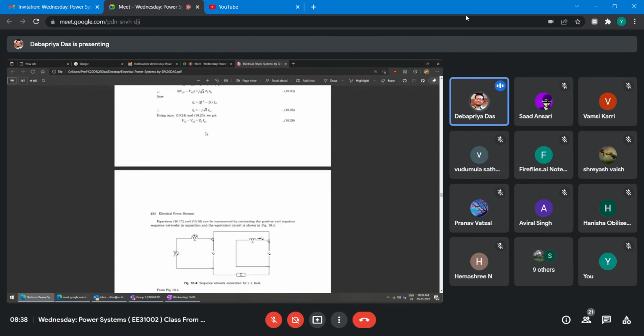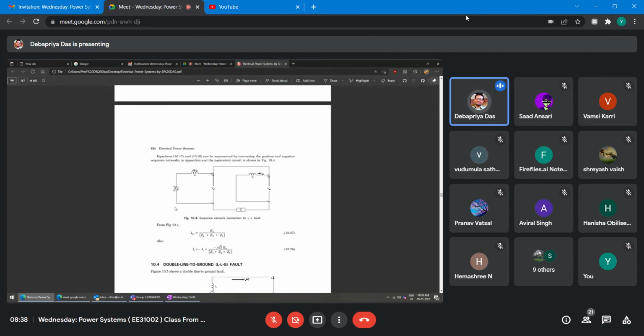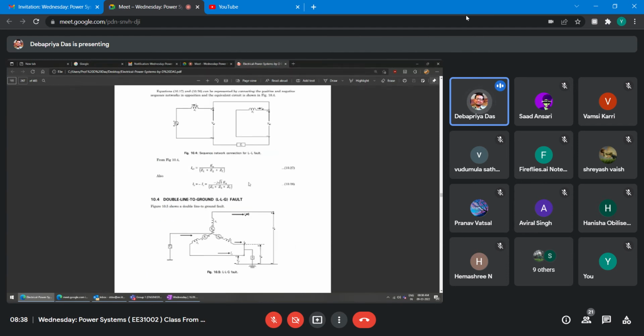After that, to satisfy this equation, you have to draw this connection, such that VA1 minus VA2 is ZF into IA1. From this equation, you have to connect it such that this equation holds, otherwise it is not correct. So this is the sequence diagram. From that, you can find out what is your I1, and IB is equal to minus IC. You can easily compute that. This is your line to line fault. So you have to practice this because your test will now be offline.